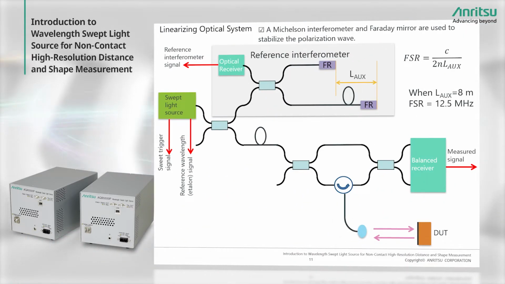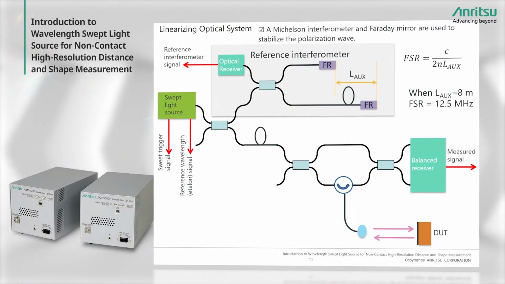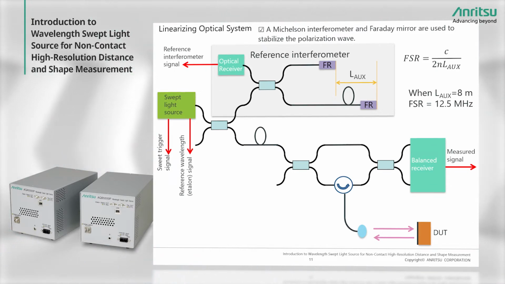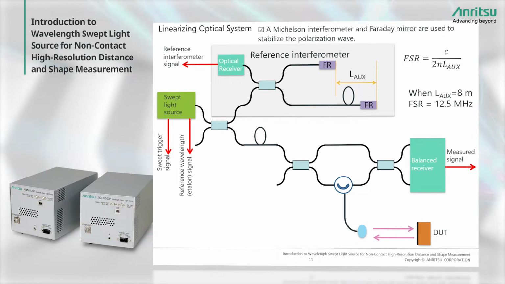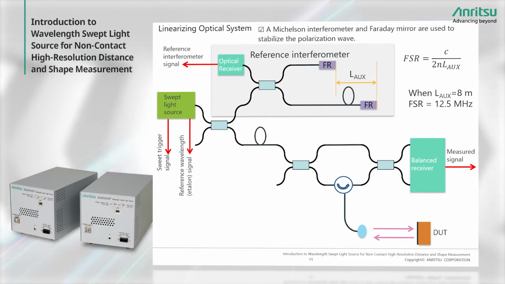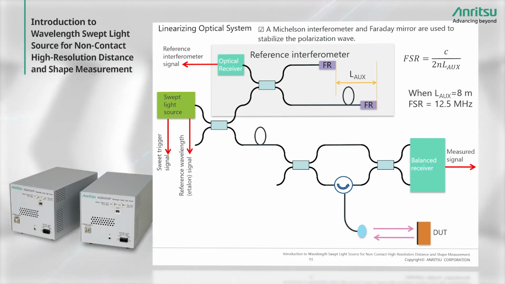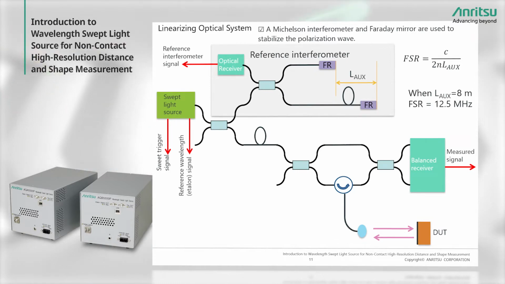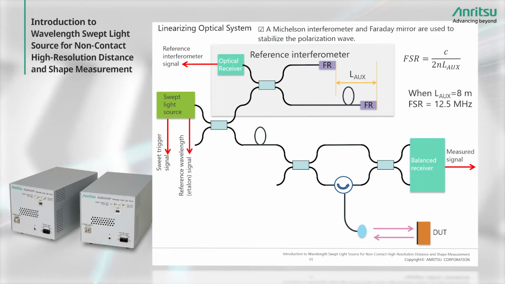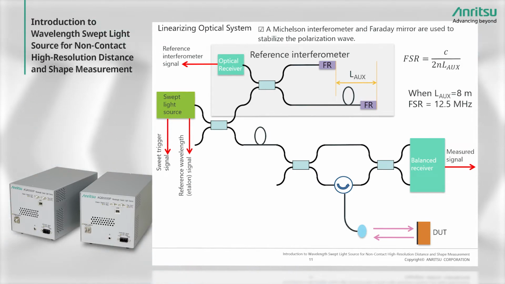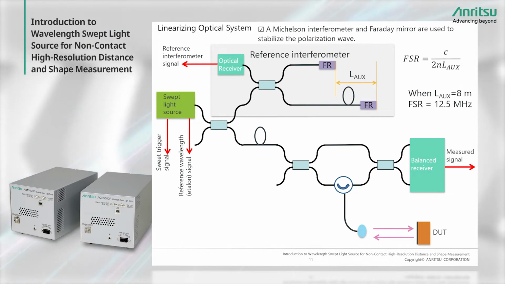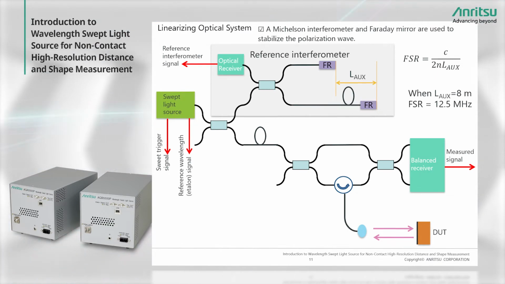So that's linearization, and here is an example of an actual optical system, which is in fact a conventional OFDR optical system to which a reference interferometer has been added here. In this case, the optical system has a Michelson interferometer attached. Due to this delay length LAUX, a beat signal that always depends on LAUX is output as the reference signal. Linearization uses this reference interferometer signal to assure the sweep speed.